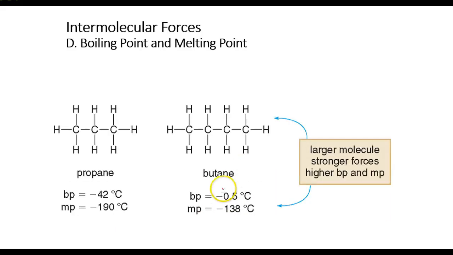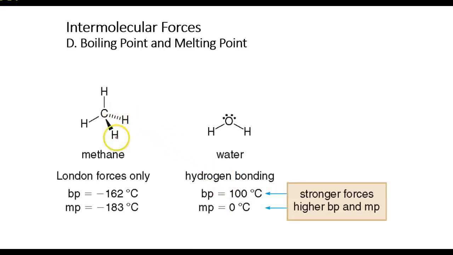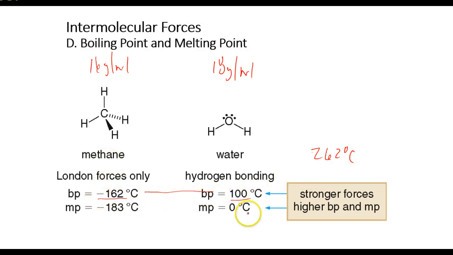Okay, and here they give you some really cool examples. Here's methane. All right, I'm going to give you the mass of methane: 12, 13, 14, 15. This is 16 grams per mole, and water is 18 grams per mole. So they're about the same mass, not much of a difference. But look at the boiling points, a difference of 262 degrees Celsius. Methane boils at negative 162, water boils at 100. Its melting point is negative 183 Celsius. Its melting point here is 0 degrees, a difference of 183.